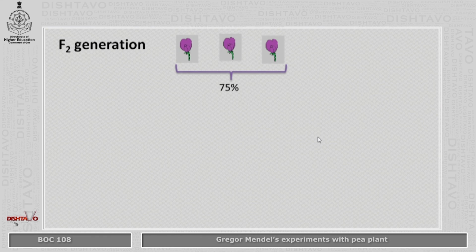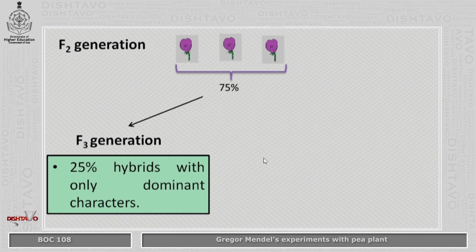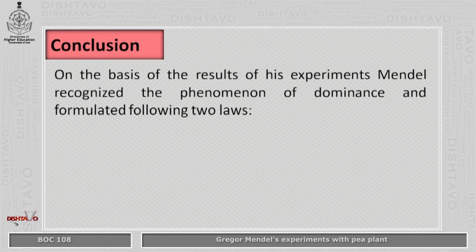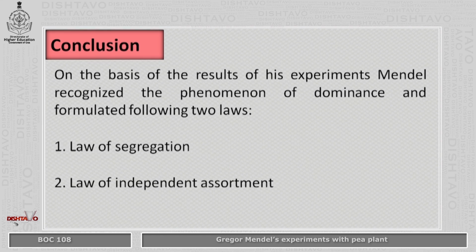The remaining 75% from the F2 generation showed in F3 generation about 25% hybrids with only dominant characters. And on the other hand, the remaining F3 generation were having 50% hybrids which yielded dominant and recessive characters in the ratio 3:1. On the basis of the results of his experiment, Mendel recognized the phenomenon of dominance and formulated the following two laws: the law of segregation and the law of independent assortment.